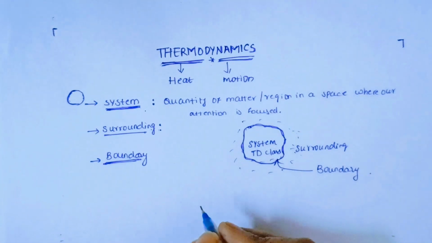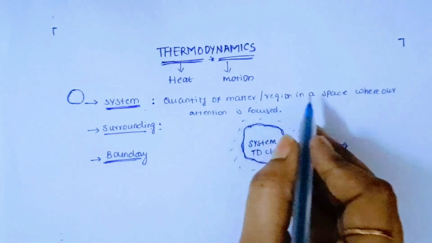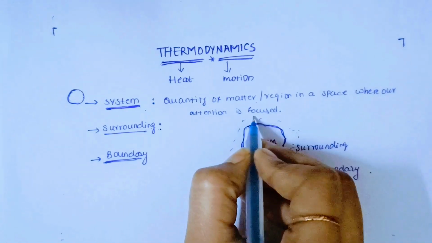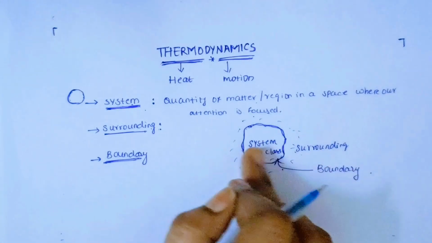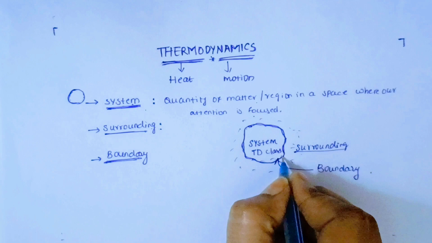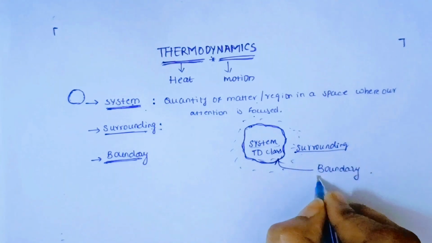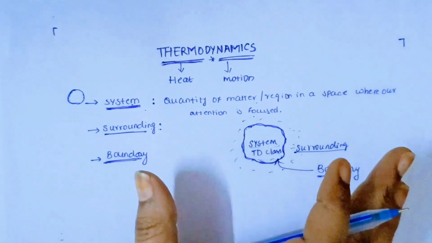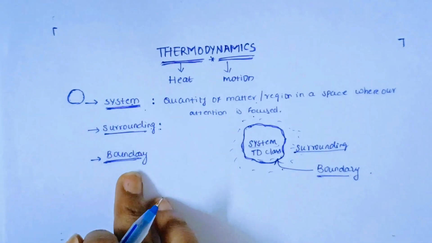This is the definition. The quantity of matter or region in a space where our attention is focused is nothing but system, and everything external to this system is nothing but surrounding, and the thing which separates the system and surrounding is nothing but boundary. This is the simple definition for the system, surrounding and boundary.